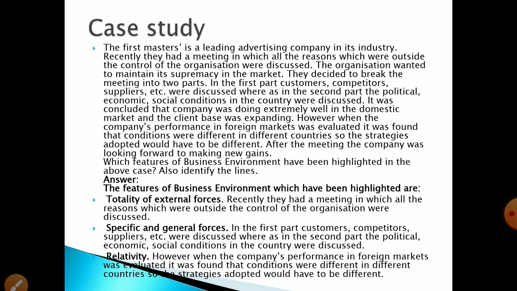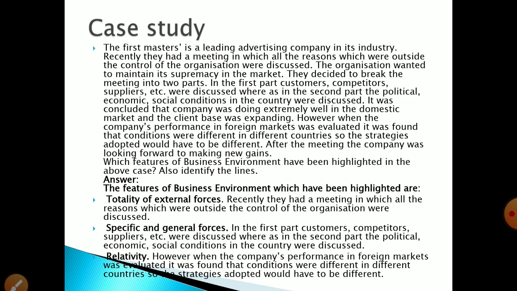After the meeting, the company was looking forward to making new gains. Which features of the business environment have been discussed in the above case study, and also identify the lines. So students, there is a company which basically deals in advertising. They conducted a meeting in which they were discussing the reasons which were outside the control of the organization.